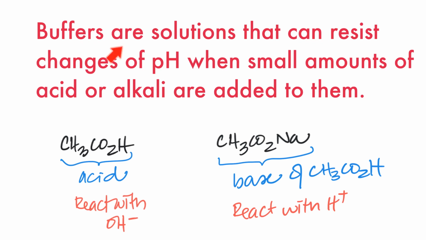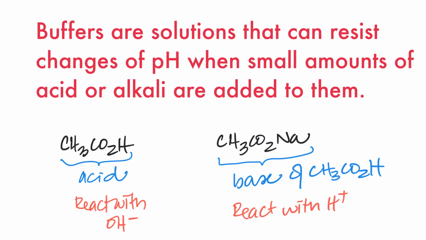The reason why buffers resist changes is because when you add an acid, the buffer has something to neutralize the acid, or to basically not neutralize. The correct term is to use up the H plus ions that you add from the acid. And in this case, that would be the base, right here. And if you add an alkali, which is hydroxide ions, it must have something to absorb or to convert the alkali or OH ions to something else, because you don't want OH ions coming in.